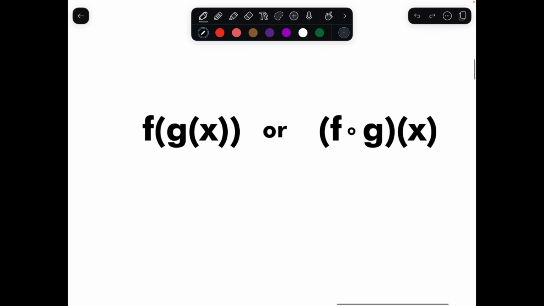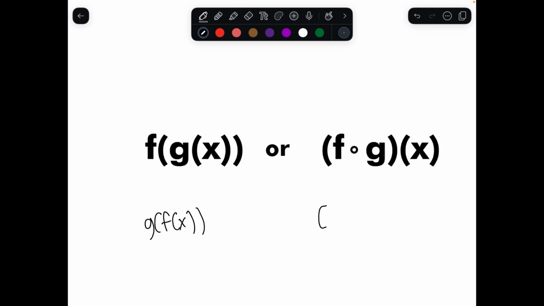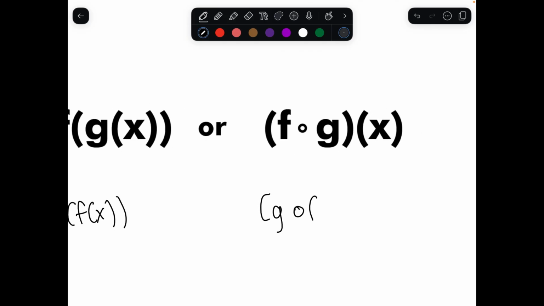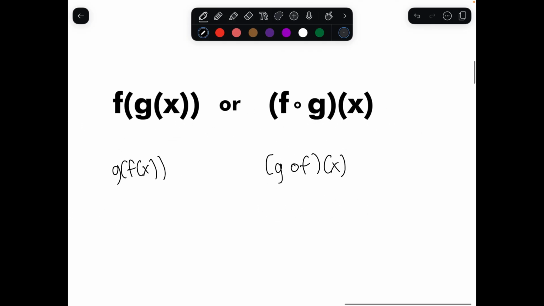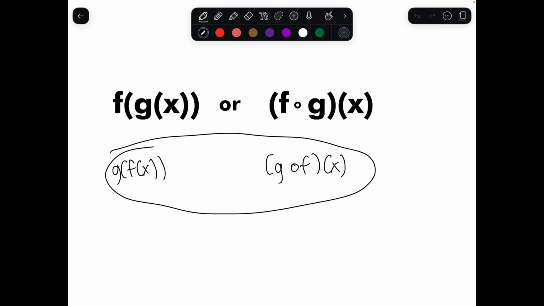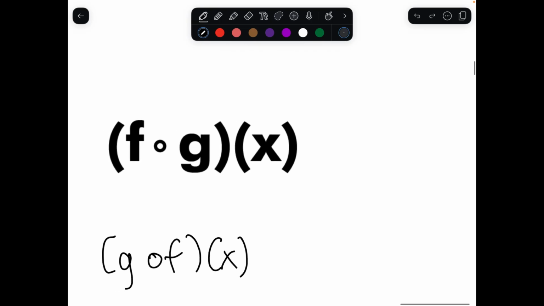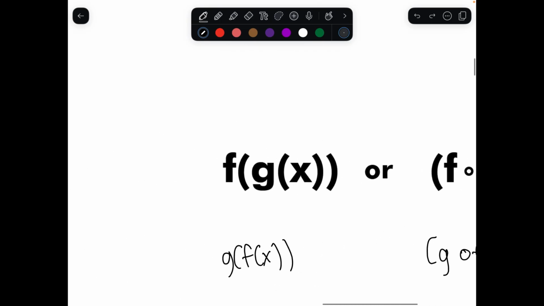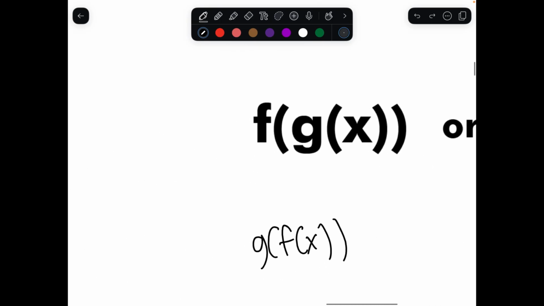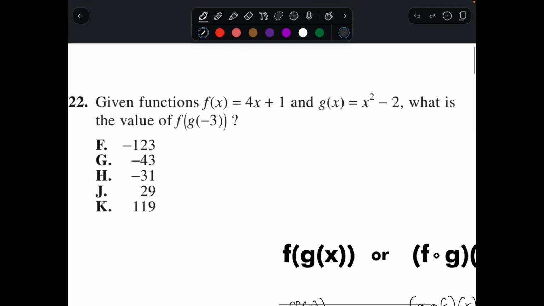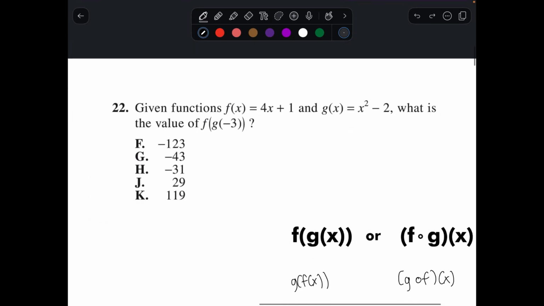Another way, I'll give you an example. If it asks you g of f of x, right? This is just equivalent to g of f(x). So these two are the same. If you were to see this on the ACT, any of these, just know it's this. It's just asking this. So now let's solve the question.